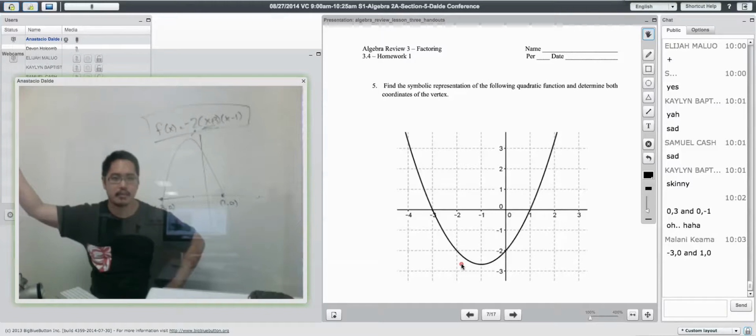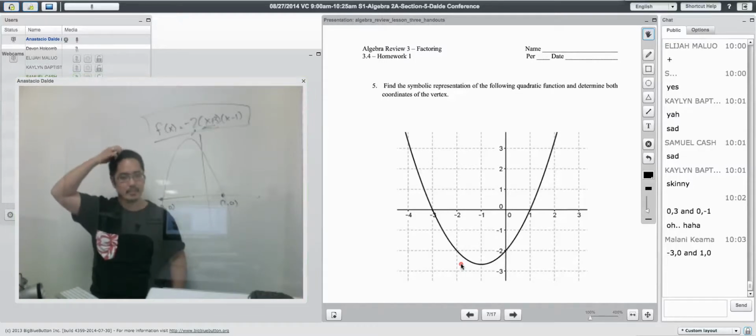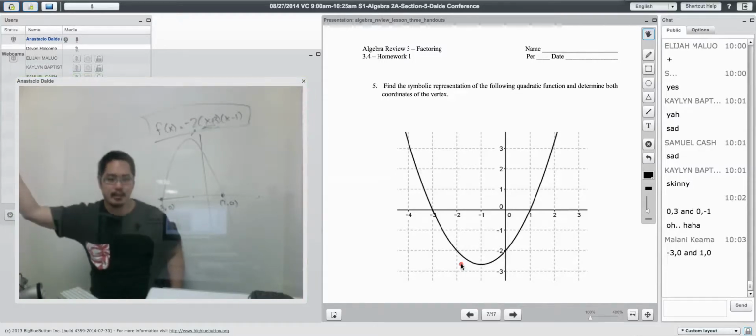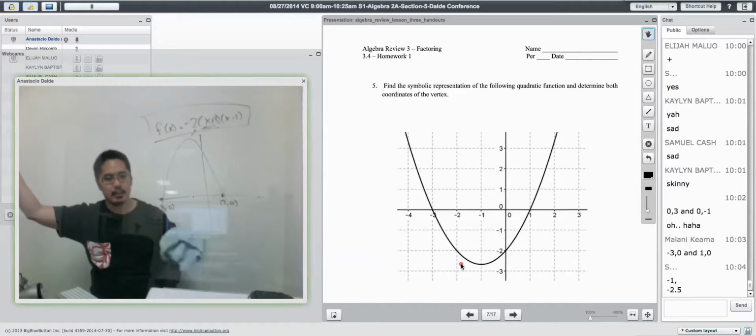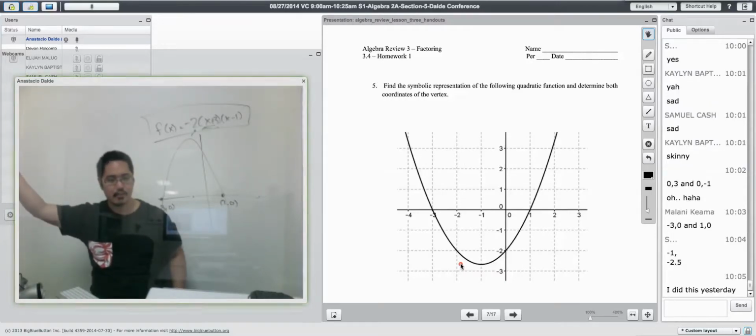Let's see. Oh gosh. Find the following symbolic representation of the quadratic function to determine the coordinates of the vertex. Alright. Well, that's what you do. Let's see. What do I want to do with you for that? I'll tell you what. I think that I didn't teach you guys how to figure out what the coordinates of the vertex are. I think it's easy because we can take a look at it and read it off this particular graph. But it might be good for me to show you how to do it just in case these things don't match up exactly.